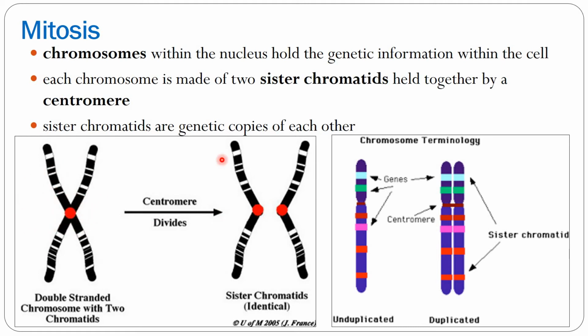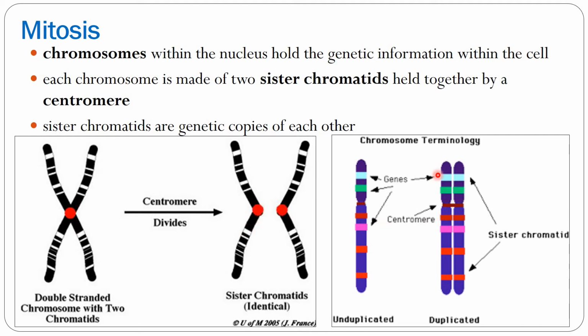And when they separate, you can see the sequence here. The pattern is exactly the same. And that's why we say these are sister chromatids, and they have exact same genetic copies of each other, because when they split up during mitosis, that's when they're going to form 2 new cells. So therefore, they have to be identical.